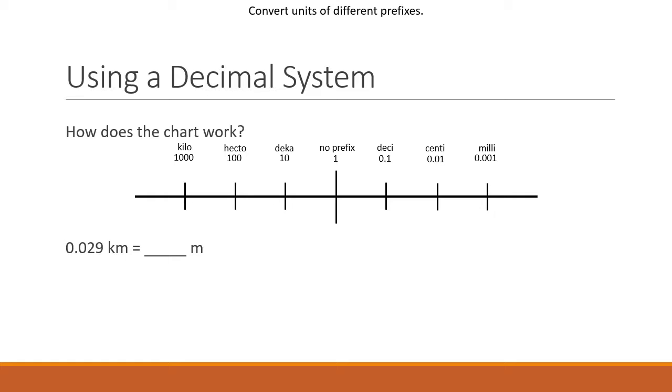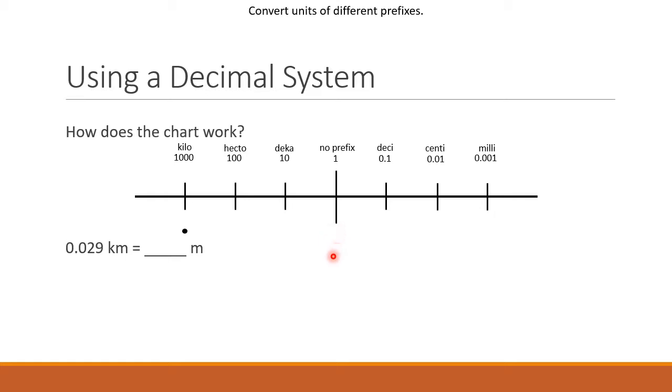All right, so you've given this one a shot. So we're starting with kilometers, or kilometers if you prefer pronouncing it that way. So my decimal point will start here on the kilo line, the 1,000 line, and then I'm going to meters. Now that's no prefix, so I'm going here to the middle line.